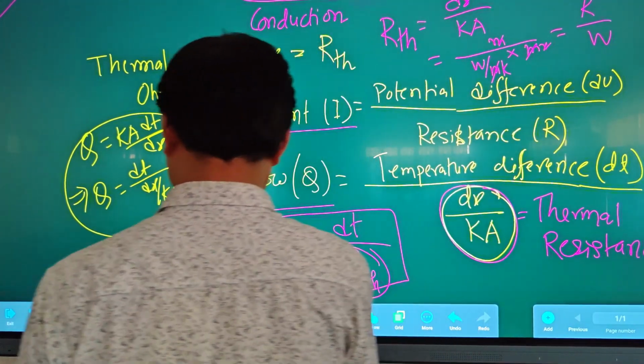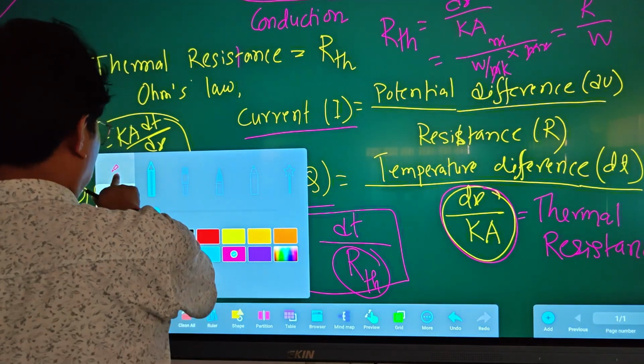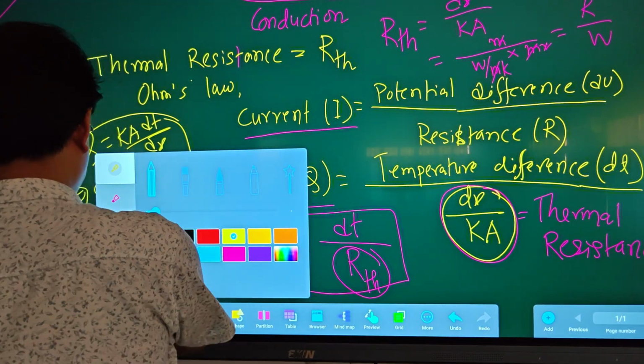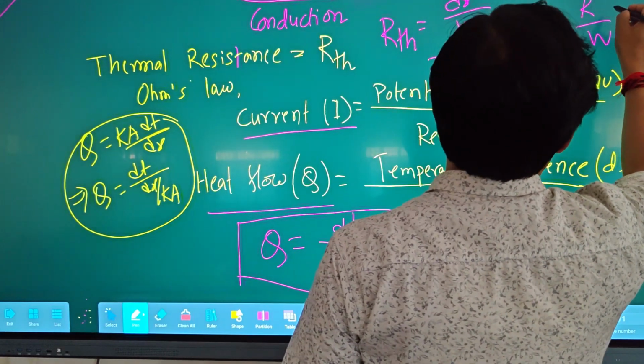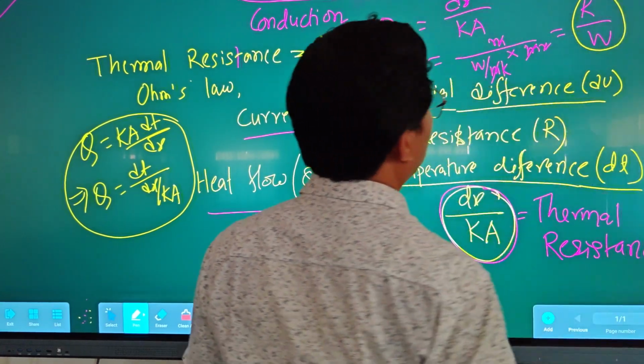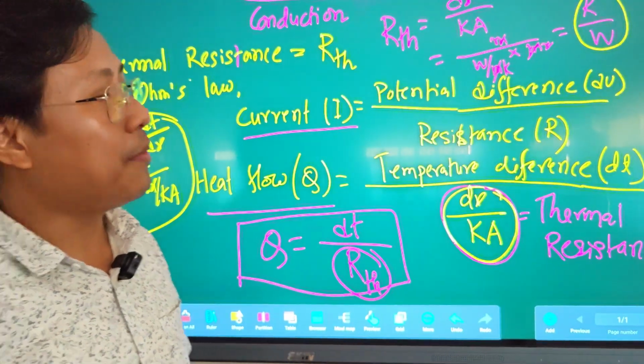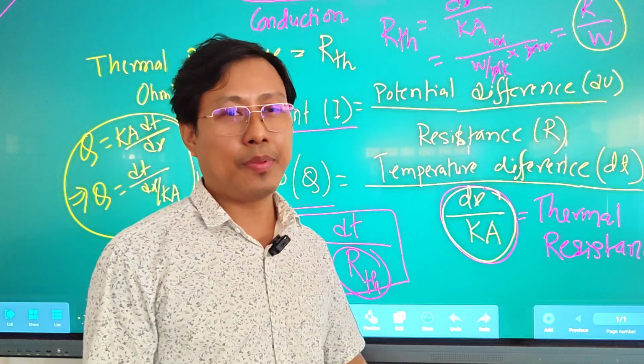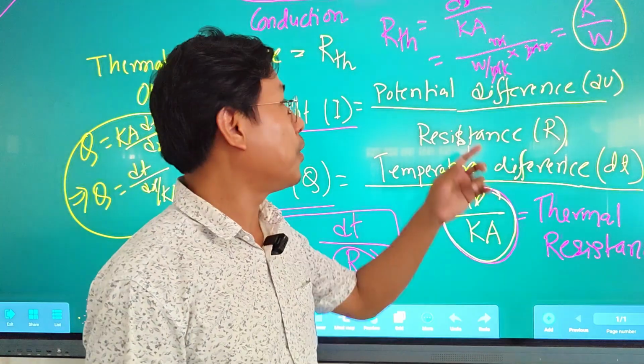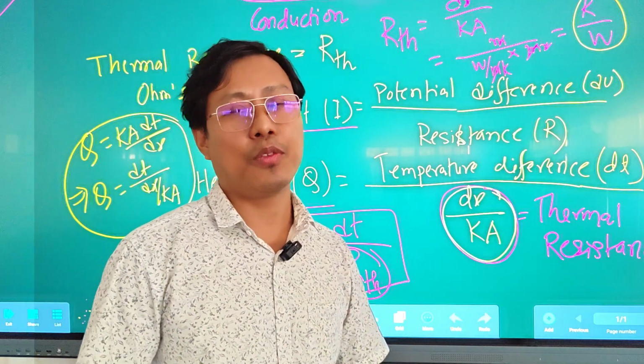So finally, we have found out the unit of thermal resistance equals K by W, Kelvin by watt. Kelvin by watt is the unit of thermal resistance in SI units.